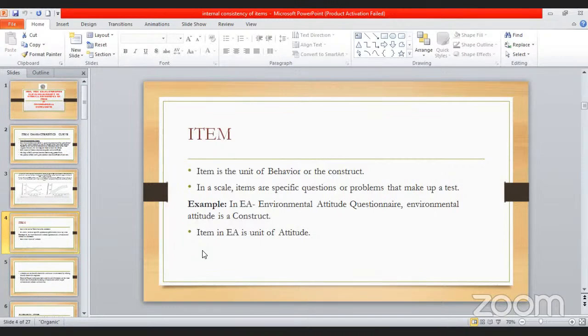So let's consider this with an example. Let's take an environmental attitude questionnaire, EA. In the environmental attitude questionnaire, environmental attitude is the construct, and the items are units of attitude. So that is the explanation of an item with an example.